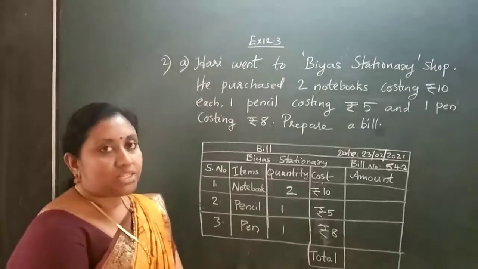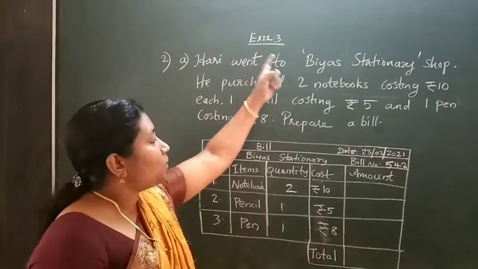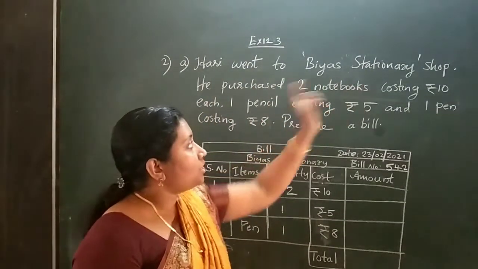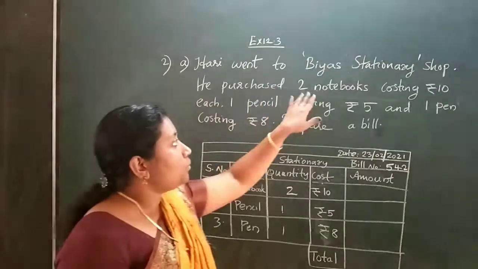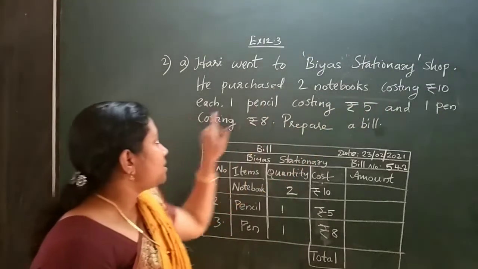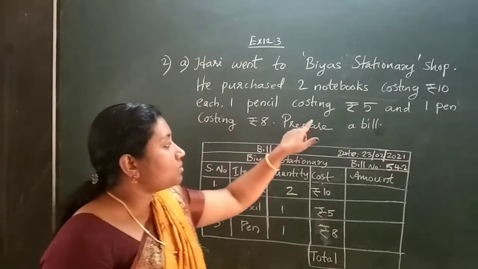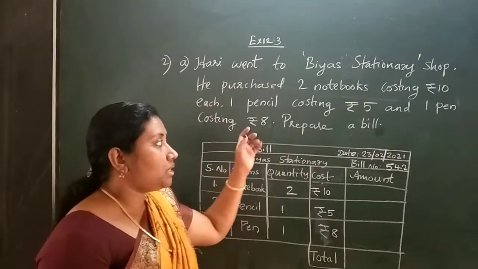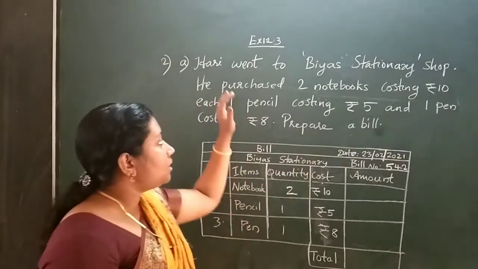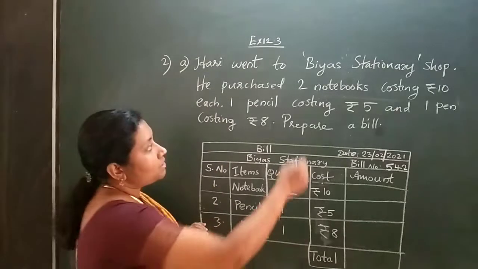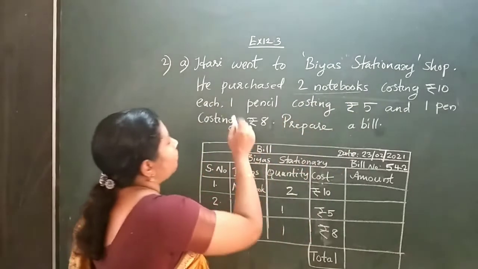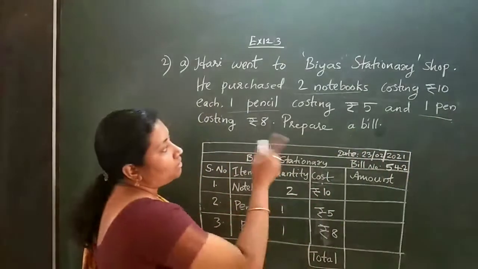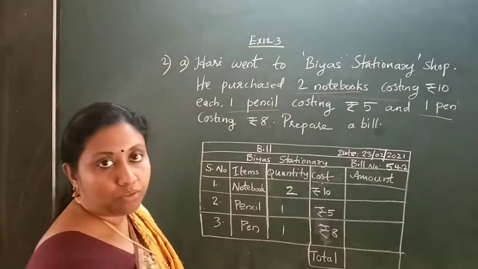In your textbook, page number 160, exercise 12.3. Hari went to Bear Stationery Shop. He purchased 2 notebooks costing rupees 10 each, 1 pencil costing rupees 5 and 1 pen costing rupees 8. Prepare a bill. Which are the items? 2 notebooks, then 1 pencil, 1 pen. These are the items, and you prepare one bill.